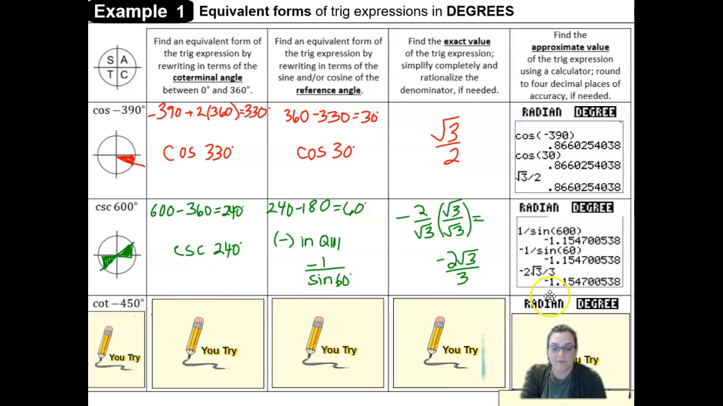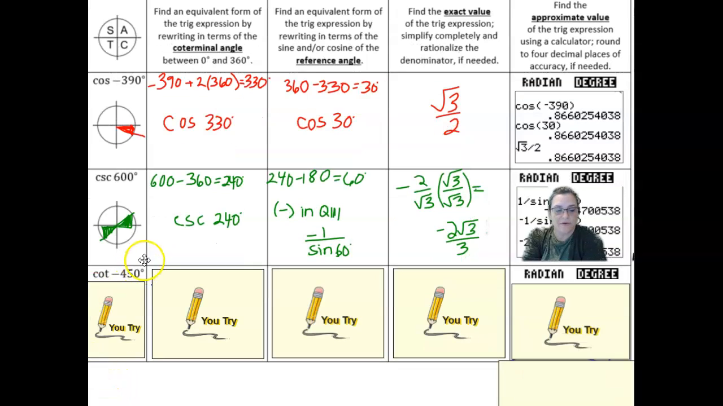Okay, so go ahead and pause the video and try the cotangent of -450 degrees on your own. And then when you're ready to resume, come back and we'll go over these answers together. Hey, welcome back. So you were going to try this one on your own, the cotangent of -450 degrees.